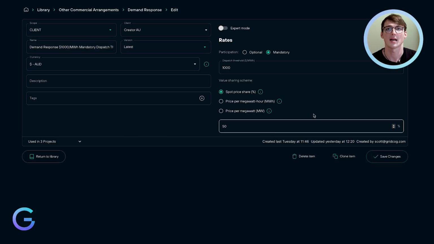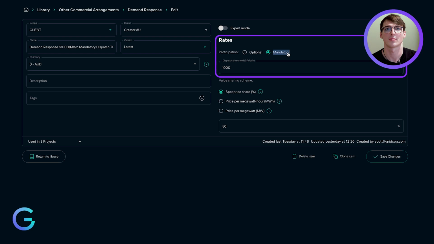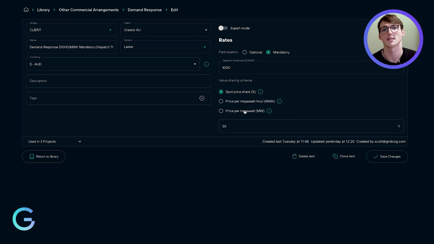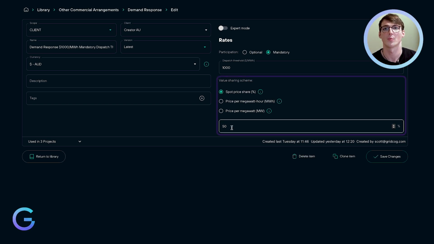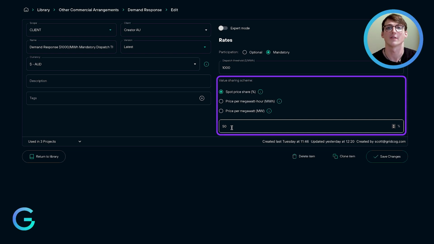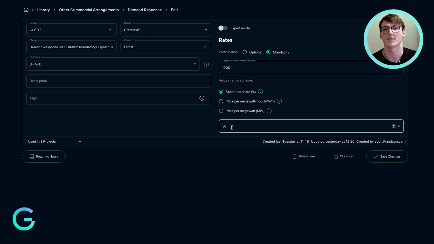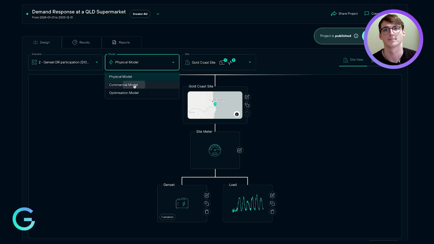This contract has a $1,000 per megawatt hour dispatch threshold and mandatory participation, meaning the site owner has to respond when called upon by their retailer, typically dispatched by a SCADA-based control system when spot prices exceed the trigger price. These demand response contracts could be structured in different ways, but for this example, we have assumed that the consumer will be paid a 50% spot price share, that is 50% of the wholesale savings captured by the retailer.